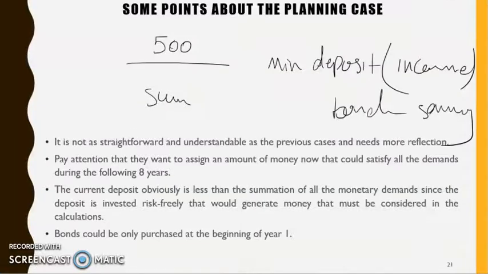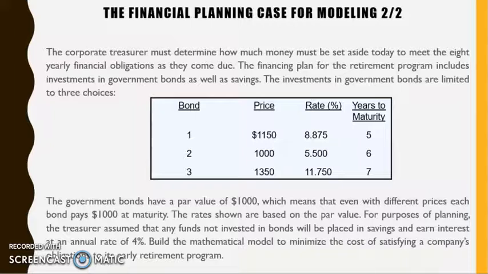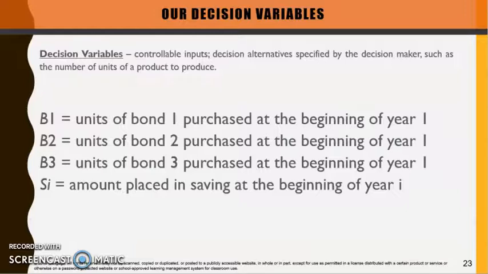Here we have the objective function, as you can see in front of you. It says how to minimize the cost of satisfying all the company's obligations. So that is the goal. And now, after that, we notice that the decision variables are the number of bonds and the amount of investment.